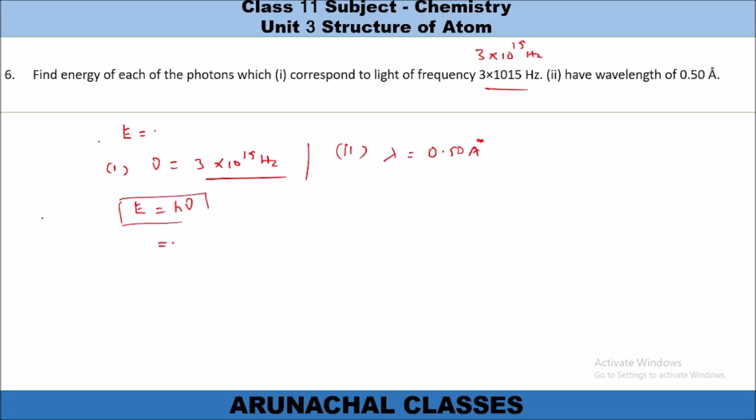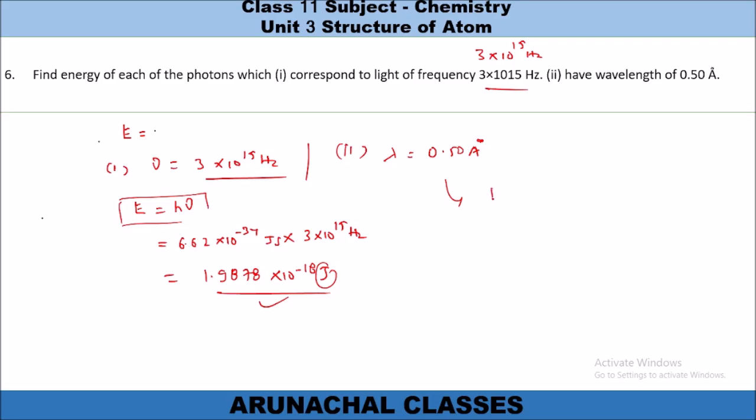Here h is Planck constant, so 6.62 into 10 power minus 34 joule second, multiplied with nu, which is given as frequency, 3 into 10 power 15 hertz. Solving this, it will be 1.9878 into 10 power minus 18 joule. Energy will be in joule, so it will be the first case.